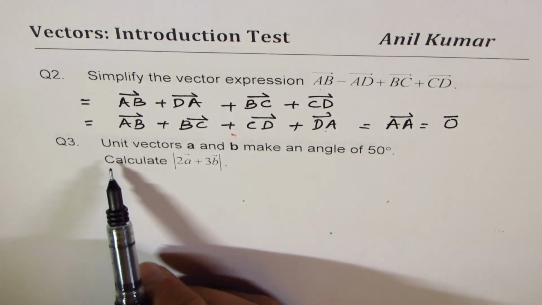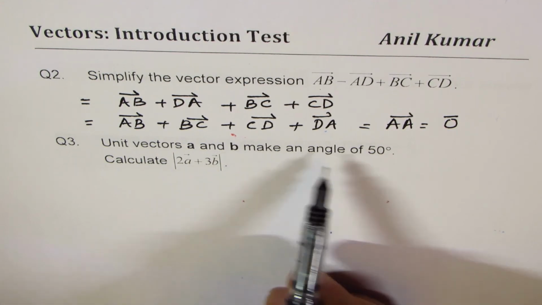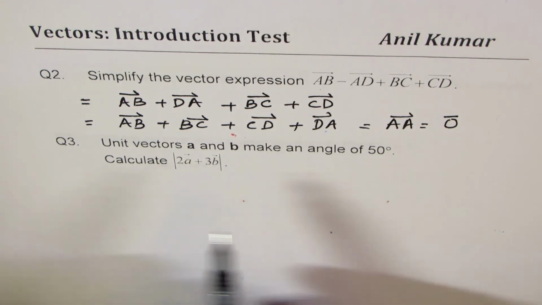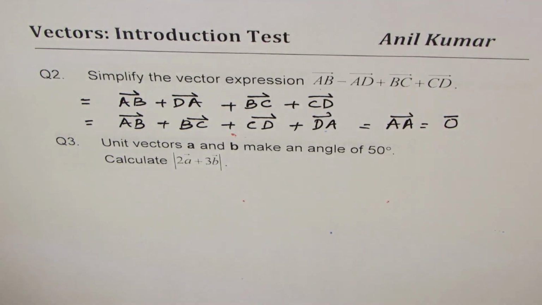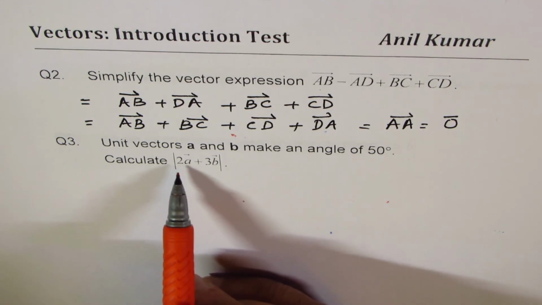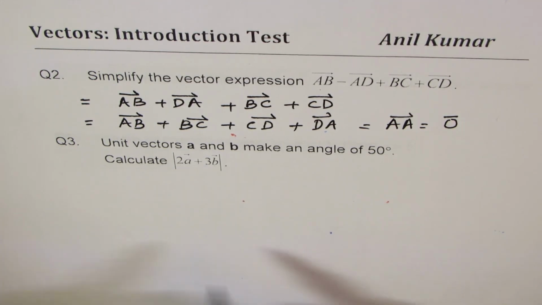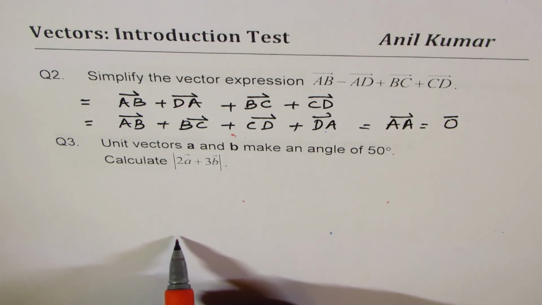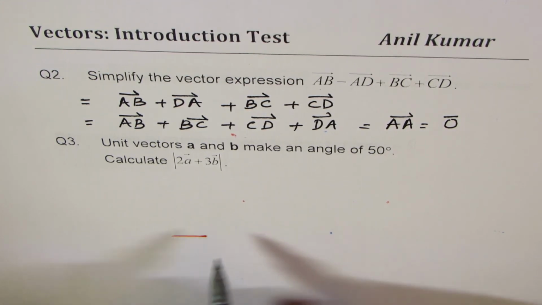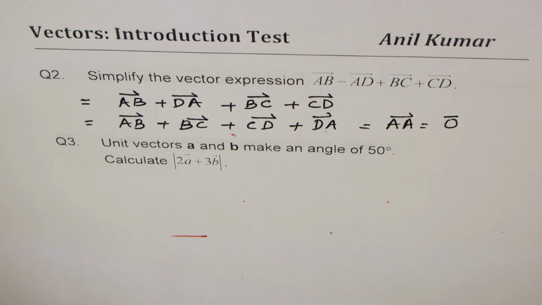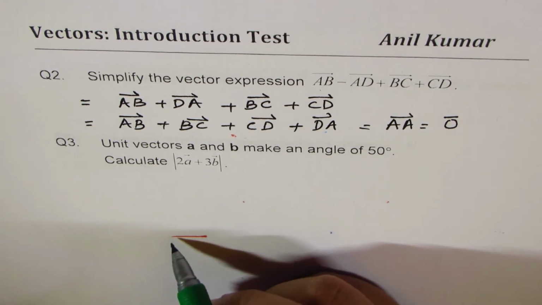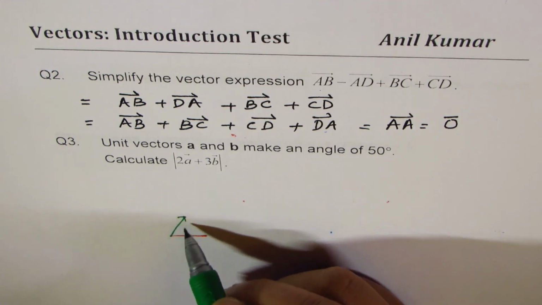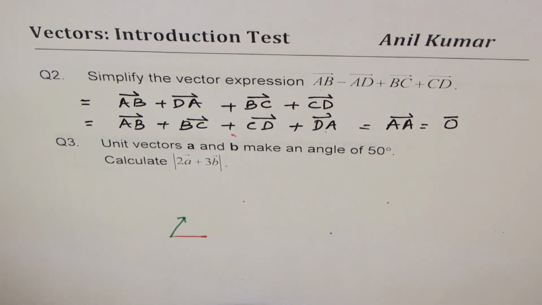Question number 3. Unit vectors A and B make an angle of 50 degrees. Calculate 2A plus 3B. So what we are given here is that we have 2 unit vectors A and B. We want their sum 2A plus 3B. So let us say that one of the vectors is like this, unit vector. The other vector is, let us say, at an angle of 50 degrees, and this is their unit magnitude.